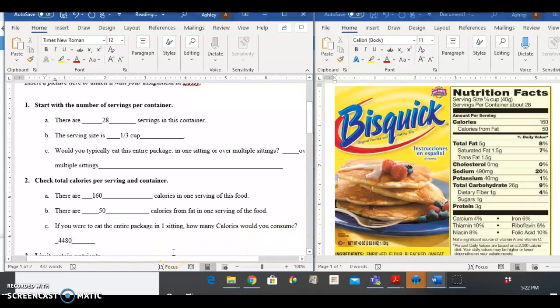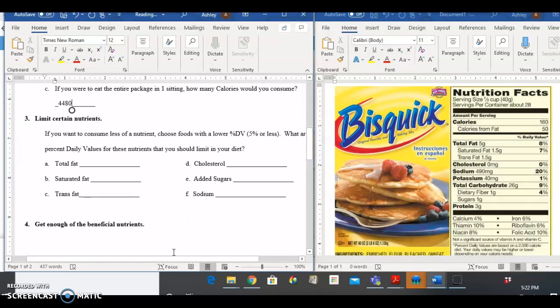Now I'm not going to do that with pancakes obviously, but maybe looking at a bag of chips or a box of macaroni and cheese that has maybe 3 or 4 servings in it. Now you're multiplying that out. If you were eating an entire serving, how many calories and how many grams of fat are you consuming?